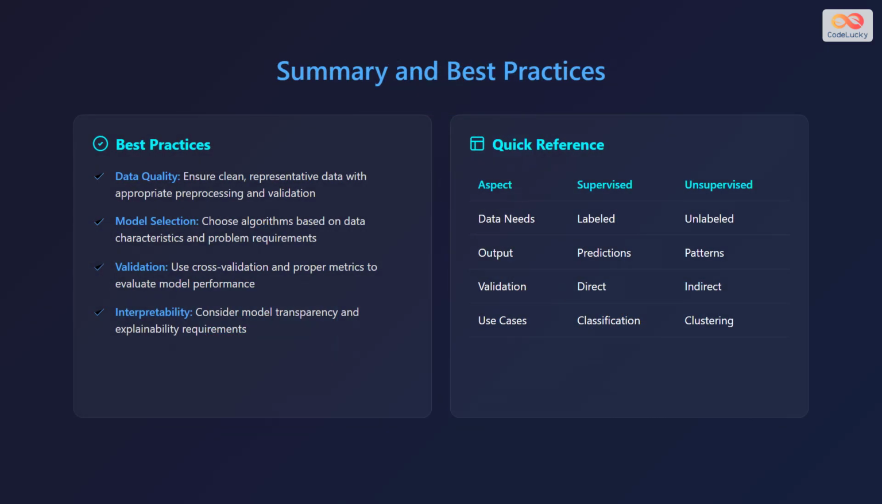Let's summarize the key concepts and best practices. Ensure data quality by using clean representative data with appropriate pre-processing and validation. Choose algorithms based on data characteristics and problem requirements for model selection. Use cross-validation and proper metrics to evaluate model performance during validation. Consider model transparency and explainability requirements for interpretability.